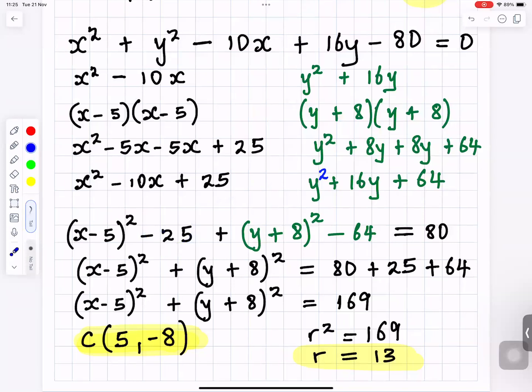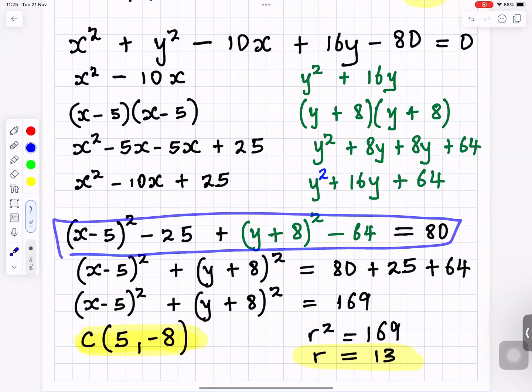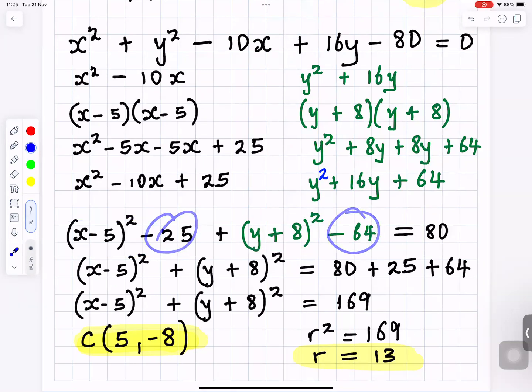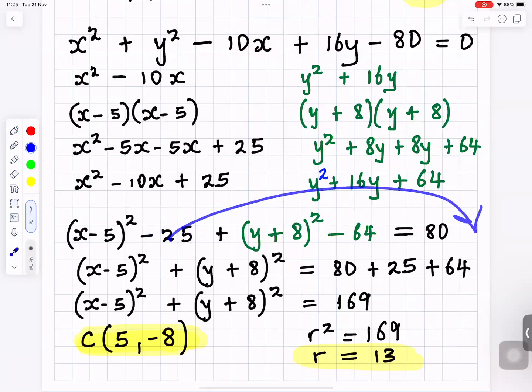We do the same with y squared and 16y. We find half of 16, we get 8. When we square that, we get this expression. The excess is plus 64. So we have to remove the excess. That's why we put minus 64. So the same thing, this one is the same as the top one, but we remove the minus 64. We take minus 25 to the right, minus 64 to the right. We add all of them with 80, it becomes 169.